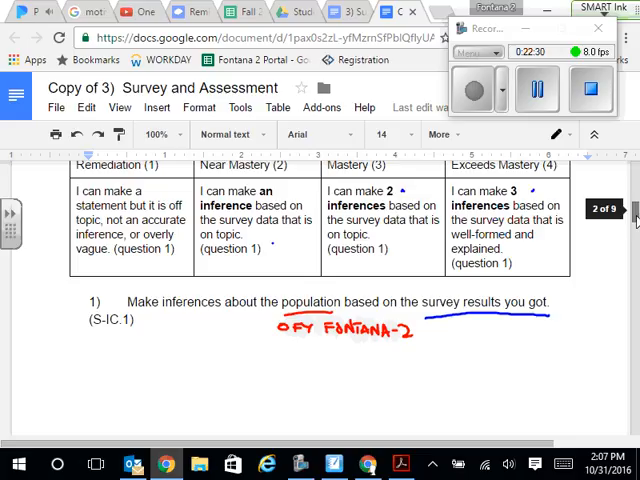We erased it already, but the percentage that we found: 5% of the people agree with my cluster. What might I be able to infer about the population, the people we surveyed, about the population of Fontana 2 altogether, based on the survey? All right, what you got, Oswaldo?